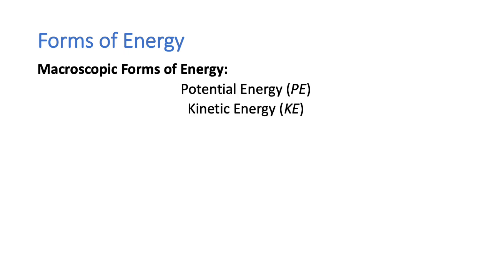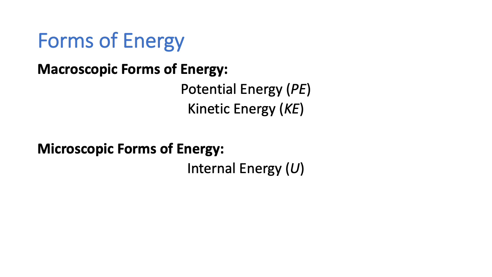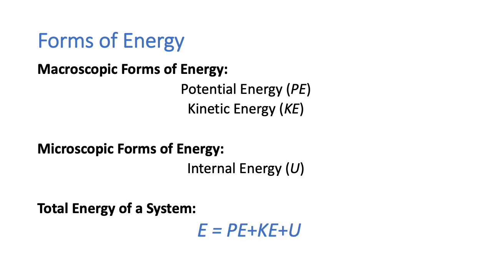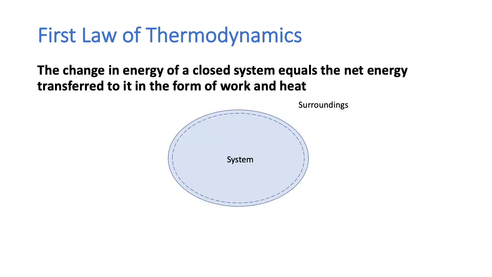We have macroscopic forms of energy, and these are the potential energy and the kinetic energy. All microscopic forms of energy are classified as internal energy. The total energy of a system, E, is therefore the sum of the potential energy, the kinetic energy, and the internal energy. We can now state the first law of thermodynamics as saying that the change in energy of a closed system equals the net energy transferred to it in the form of work and heat.